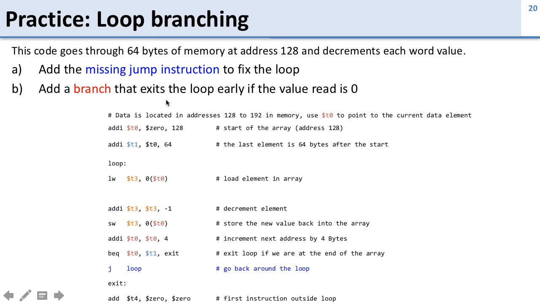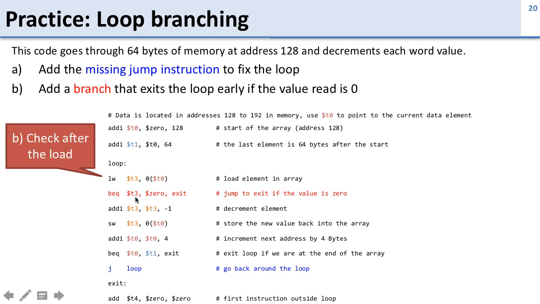Now, if we want to add a branch that exits the loop early if we read 0, we should just go here after we've loaded something, and we should check. Branch equal, if the value we loaded is 0, go on to exit. Now we have code which will exit early if we load a 0, and is going to go back around and around until we reach the end of our array.